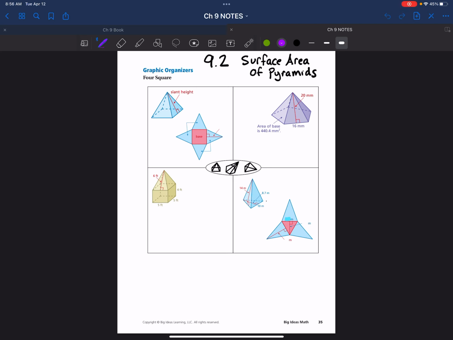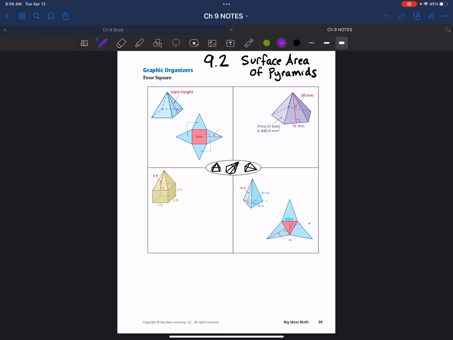Now remember, the difference between a pyramid and a triangle is a pyramid is a three-dimensional shape made up of triangles, and the base doesn't have to be a triangle. The base can be a square, a rectangle, it could be a triangle, but you'll see that there's a lot of different types of pyramids.